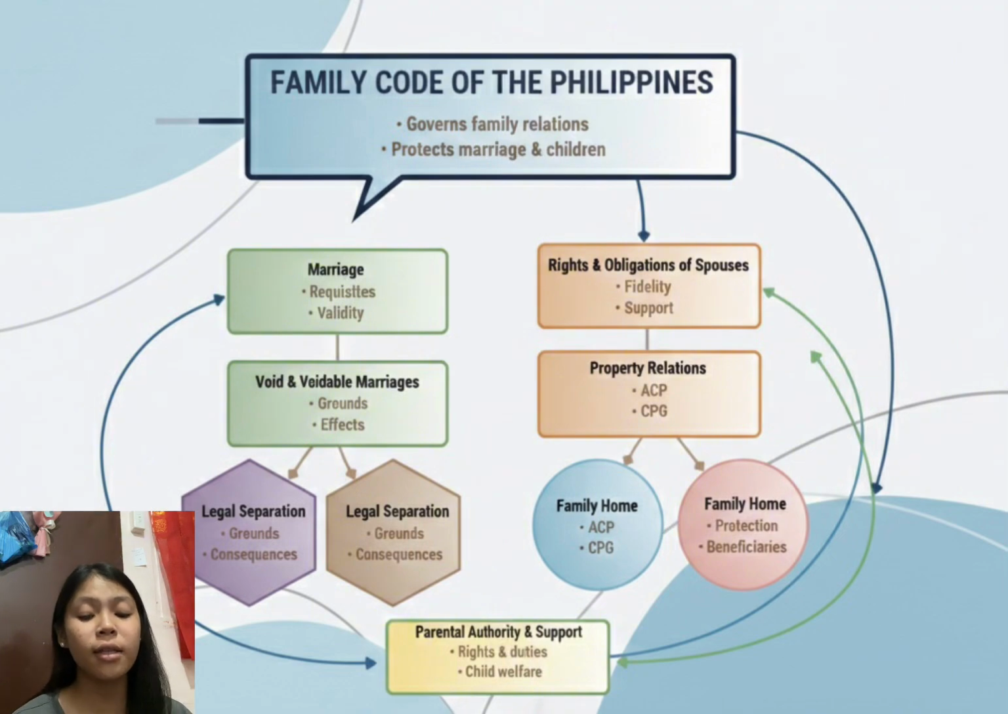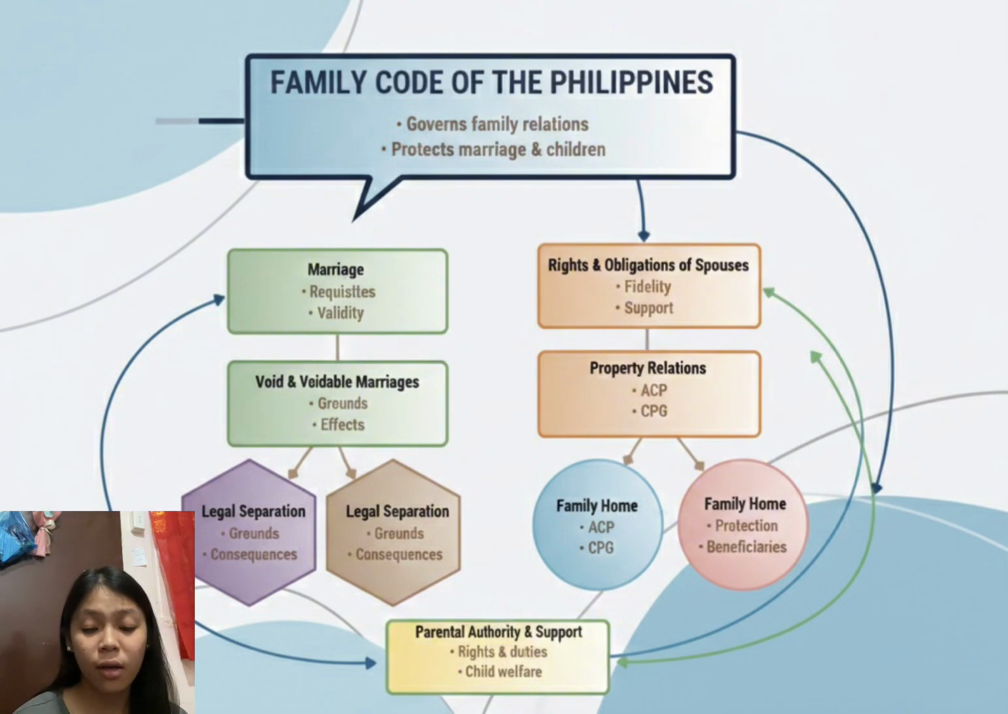Seventh is parental authority and support. It defines the rights and responsibilities of parents towards their children. Rights and duties include custody, education, discipline, choosing the child's name, and managing the child's property. Parents also have the right to represent their children in legal matters.